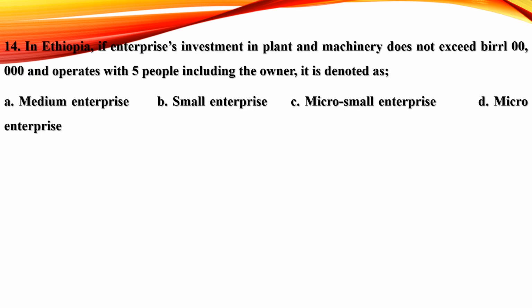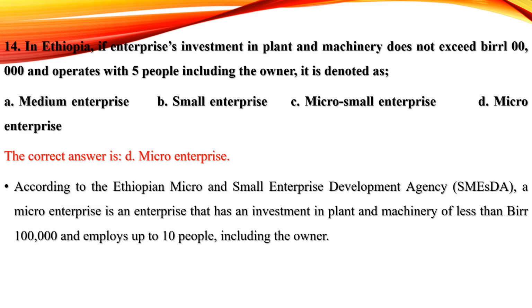Question number 14. In Ethiopia, if enterprise investment in plant and machinery does not exceed 100,000 and operates with 5 people, including the owner, it is denoted as: medium enterprise, small enterprise, micro small enterprise, micro enterprise. Have a look at this question. According to Ethiopian legislation, if a company is built with 5 people and having an initial capital of 100,000, such a type of company is known as micro enterprise.